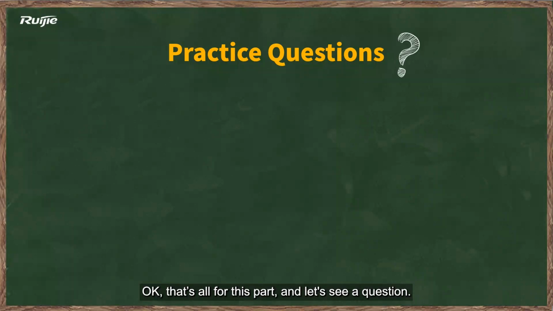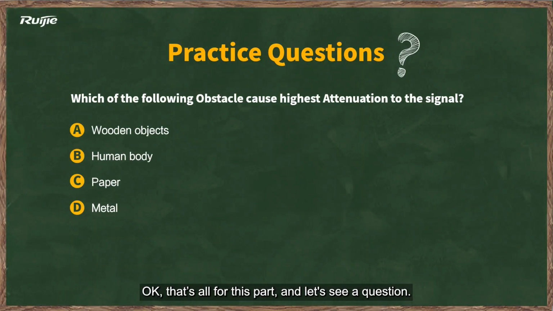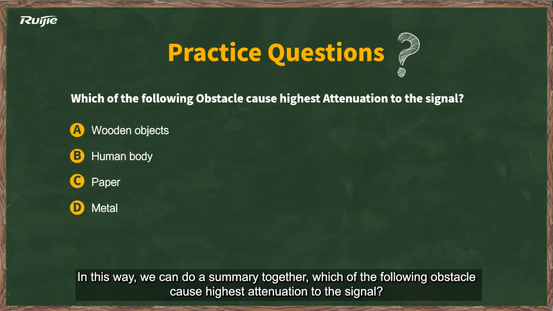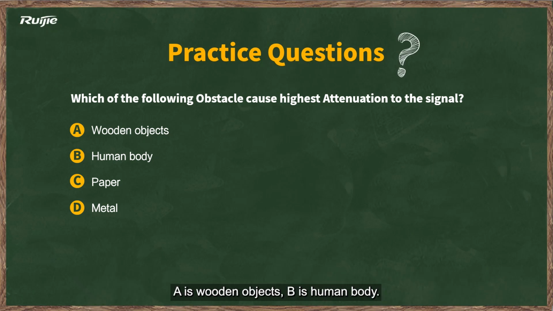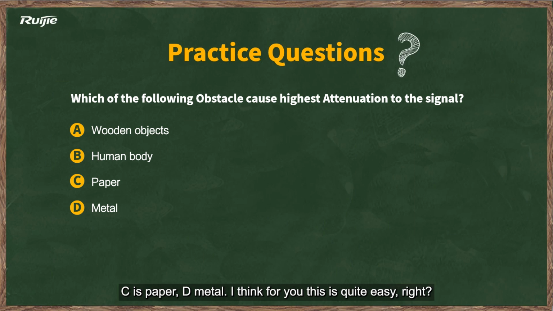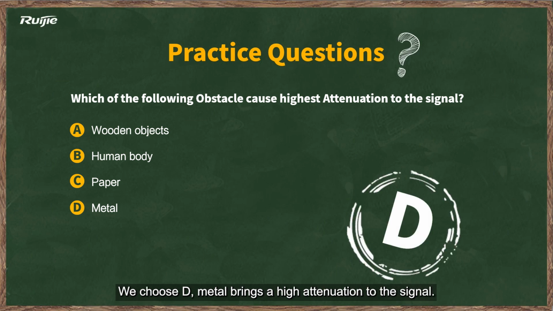Okay, that's all for this part, and let's see a question. In this way, we can do a summary together. Which of the following obstacles causes the highest attenuation to the signals? A is wooden objects, B is human body, C paper, D metal. I think for you this is quite easy, right? We choose D. Metal brings the highest attenuation to the signal. Okay, that's all for this part.